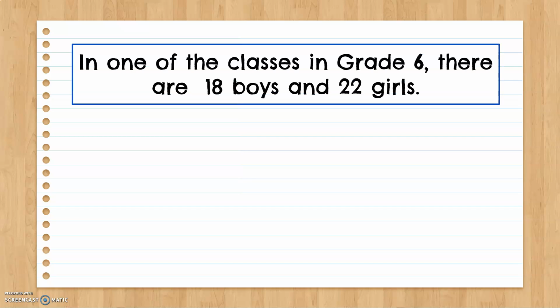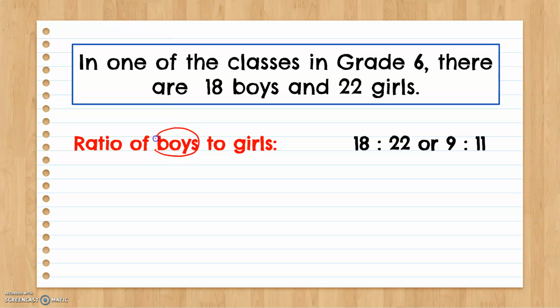To understand better what ratio is, let's have an example. Say we have this situation. In one of the classes in grade 6, there are 18 boys and 22 girls. From this statement alone, we can make different ratios. For example, if you want to compare the number of boys to the number of girls, we can have a ratio of boys to girls. Since boys is mentioned first before the girls, we will have our ratio as 18:22. Because 18 corresponds to the number of boys and 22 corresponds to the number of girls.